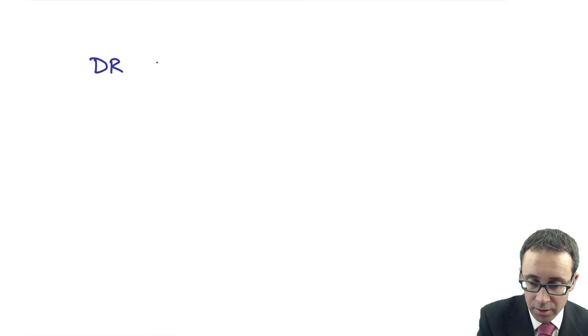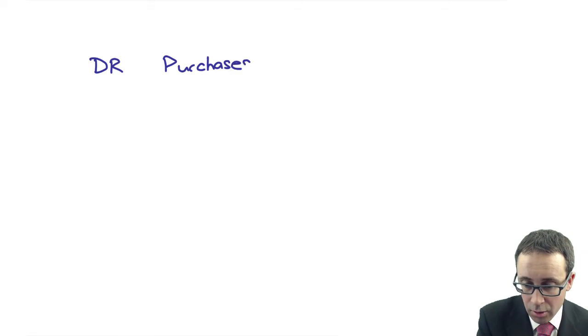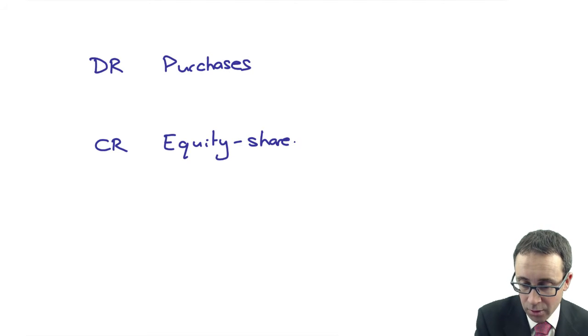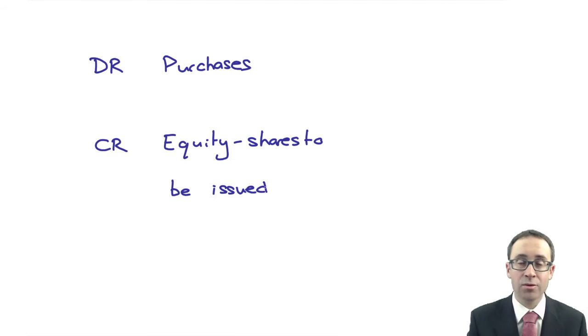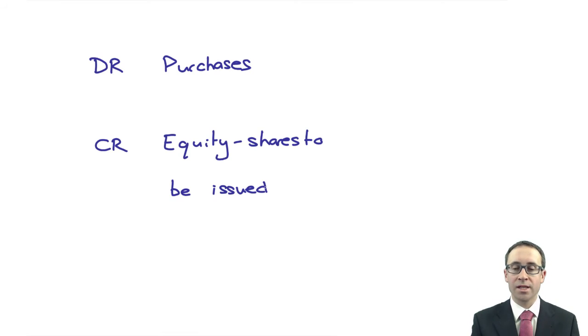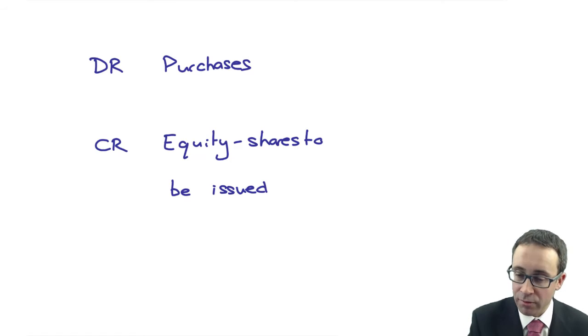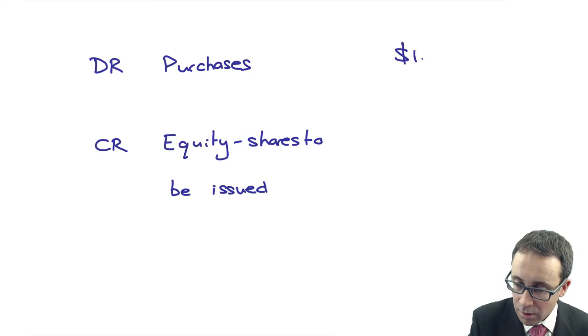So when you're looking at the journal entry, you are debiting your purchases, crediting not payables but equity, and your equity under that shares to be issued category is part of your other components of equity. Key bit once again is that we need to look at the fair value of the goods. They are there at $10 million.